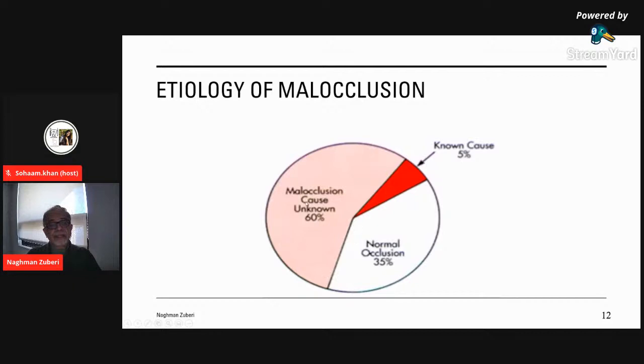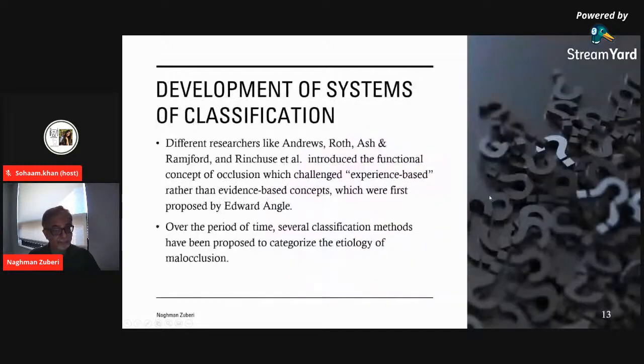Well, amazingly, if we rely on Engel's classification, then 65% of the population have malocclusion, out of which we only know the cause in 5% of the cases, why the malocclusion is occurring. For the rest, 60%, we are not aware of the etiology.